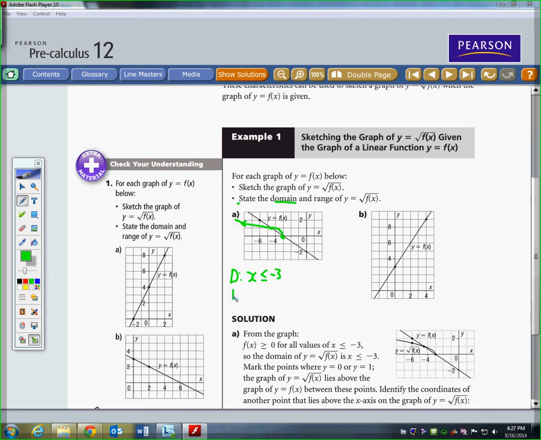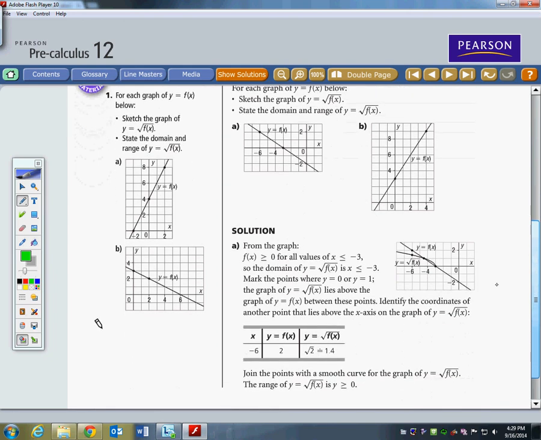The other question is the range. So the range would start at 0 and go larger. So y has to be greater than or equal to 0. All right, so let's take a look at the solution that they write here. Oh, here's their sketch. f of x is greater than 0 for all values where x is less than or equal to -3. So there's your domain, and so on. And so we've got our sketch.